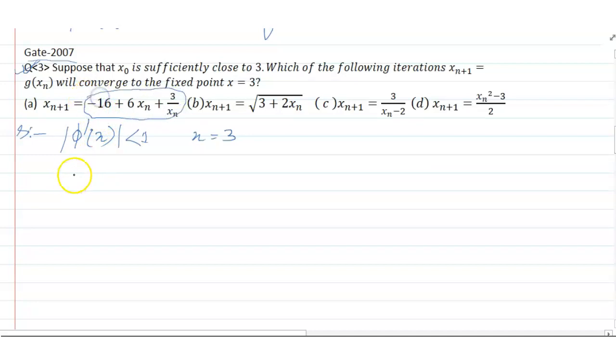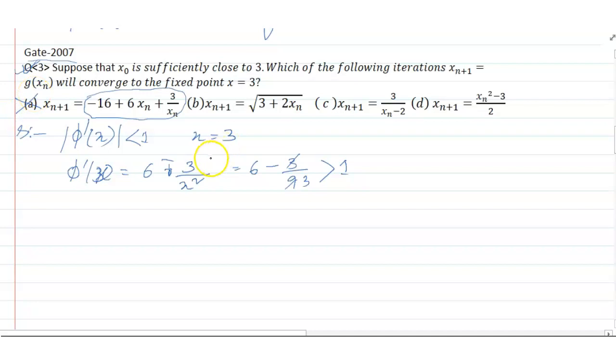Whatever I get, phi dash x is equal to minus (6 minus 3 by x square). Now putting the value 3 in here, I get 6 minus 3 divided by 9, and this value is obviously greater than 1. So this option is not correct.